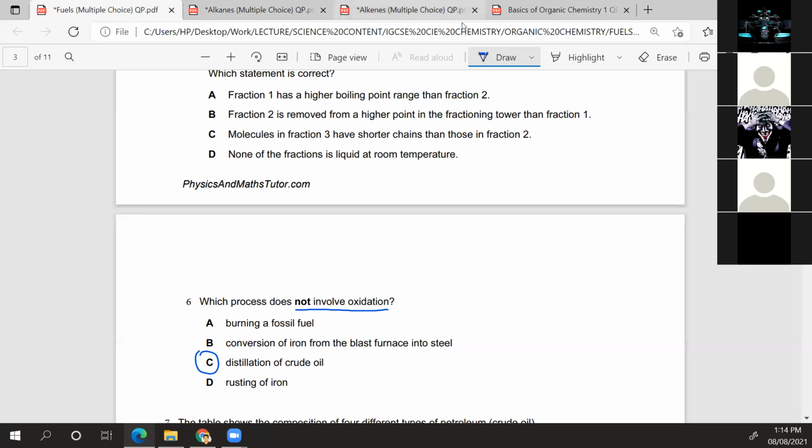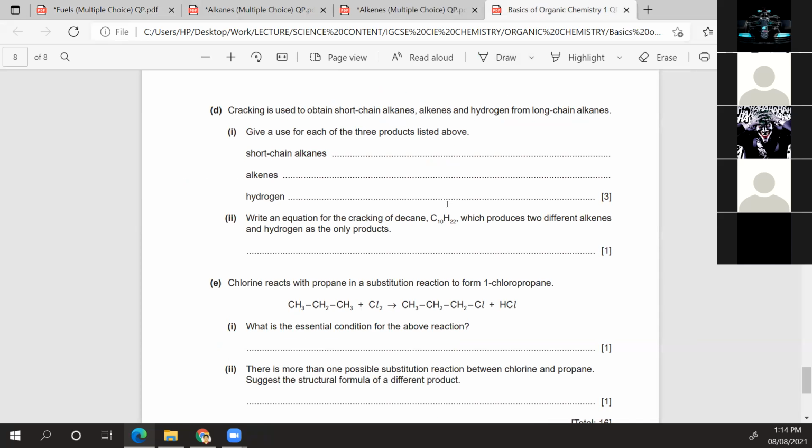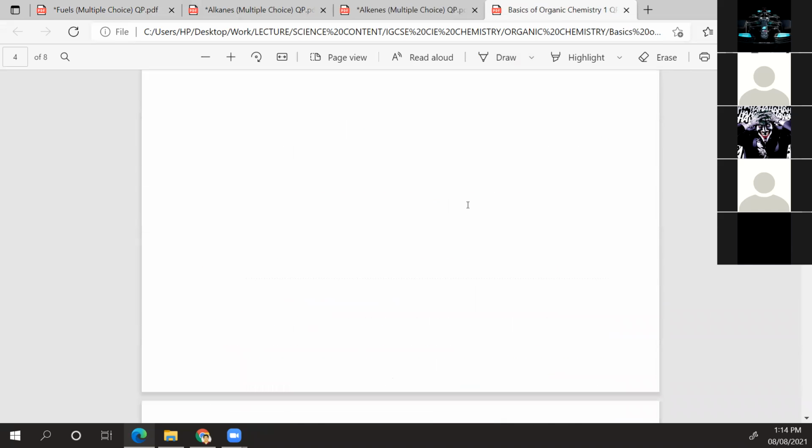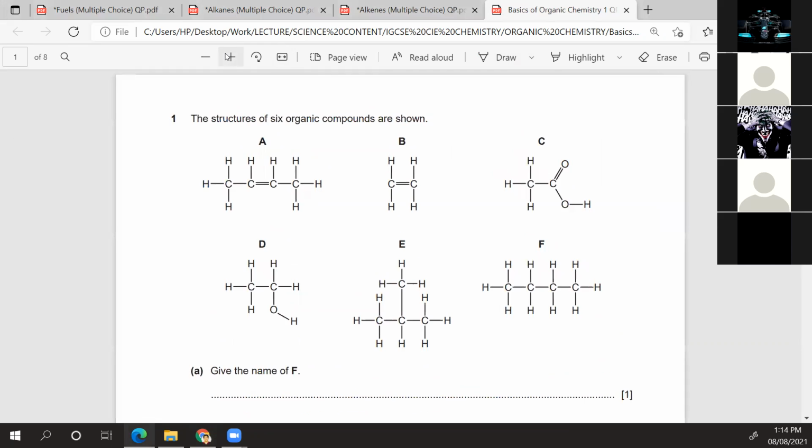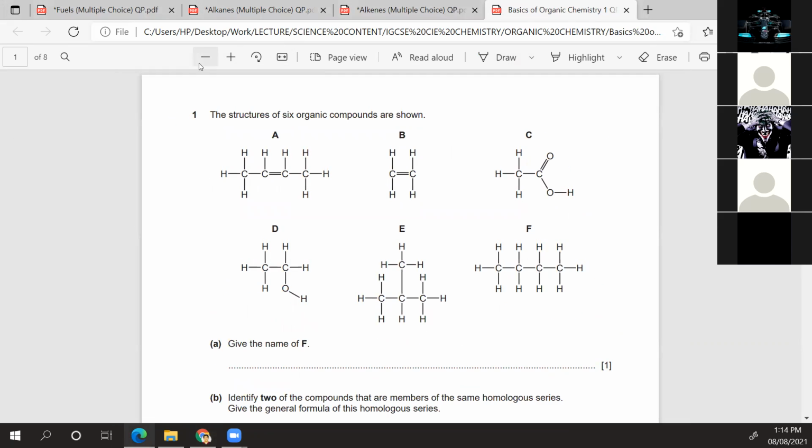Okay. So let's go to the next question, structured questions. We'll go for structured questions. Question number 1 says, there are these structures given over here, the structures of 6 organic compounds, shown as A, B, C, D, E, and F. Give the name of F.